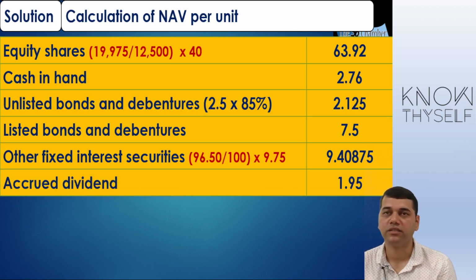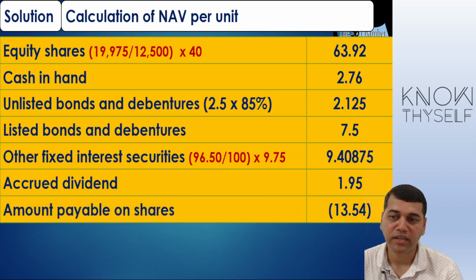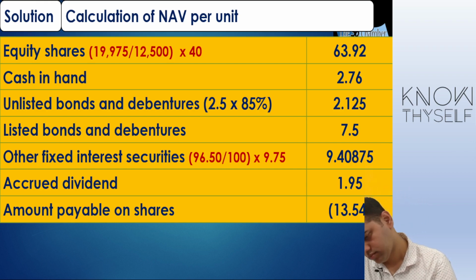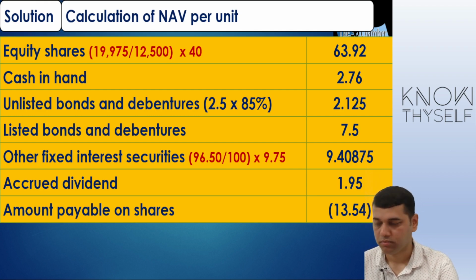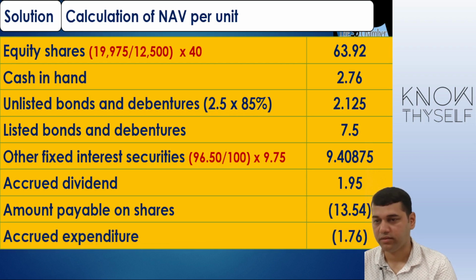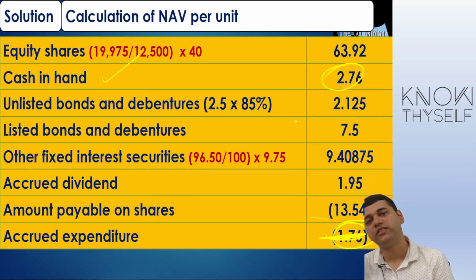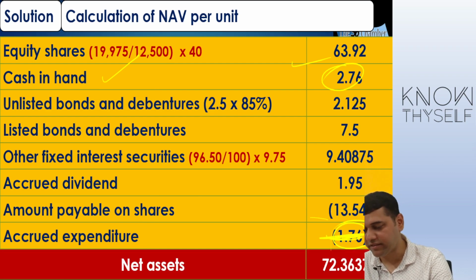Accrued dividend, you still didn't receive it: 1.95. And there is some call money which you didn't pay: 13.54. And there are some expenditures which are accrued: 1.76. Whatever operating expenses you paid, if you would not have deducted them from here, at least you should have deducted them from accrued expenses. But accrued expenses also they have considered the same. You can assume these are all fresh expenses, and the old accrued expenses are very less, so it should have been paid with the fresh expenses. Or you eliminate the full 7.76 balance from the cash. So my total net assets is 72.36375.